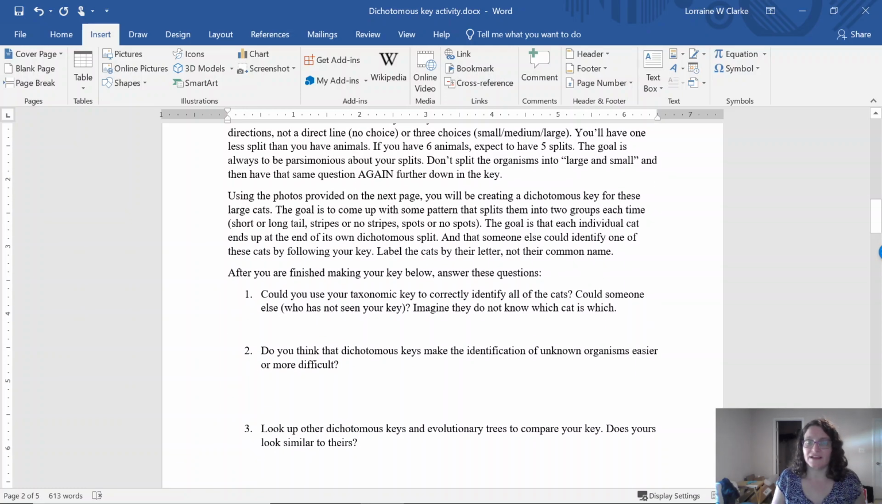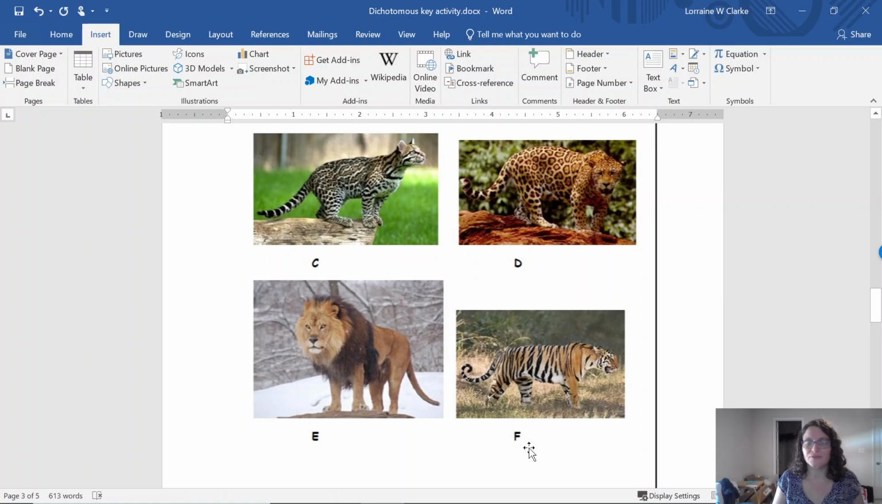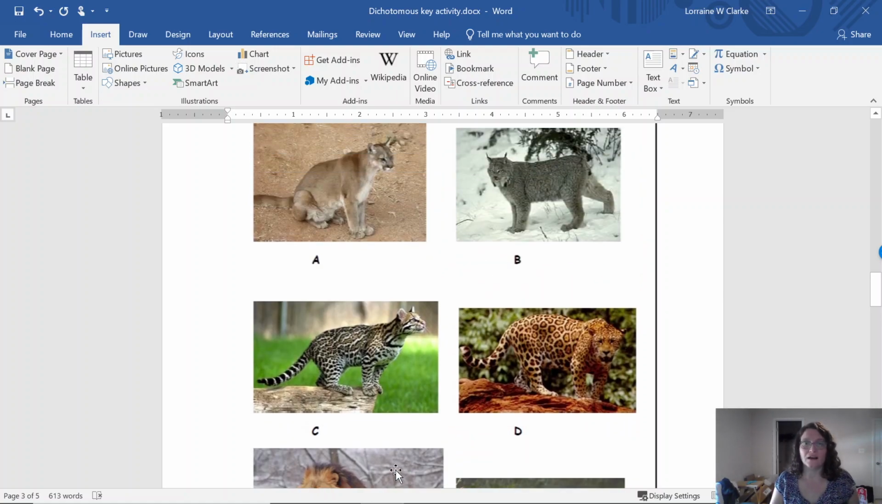All right, and so here's the individuals. You can define them as A, B, C, D, E, F. You can write down some of the characteristics they have, like a lion has a mane, that the jaguar and the ocelot have, and I think the lynx has spots. This one has a tail but no spots, etc. Okay? And then you can start building out your keys. You want to have 5 splits.